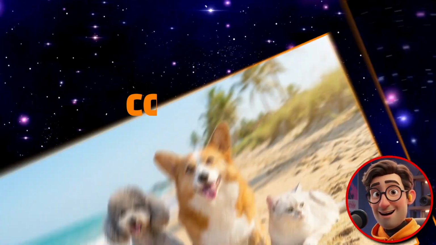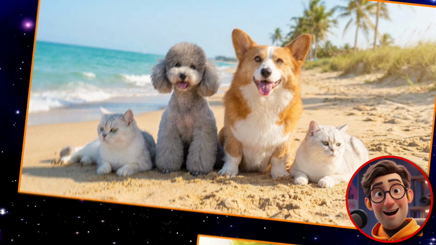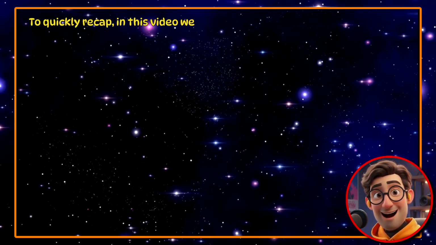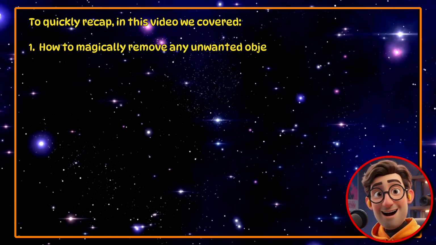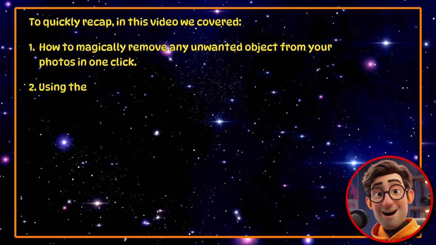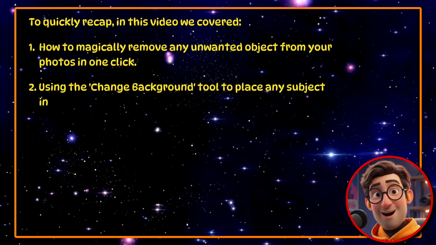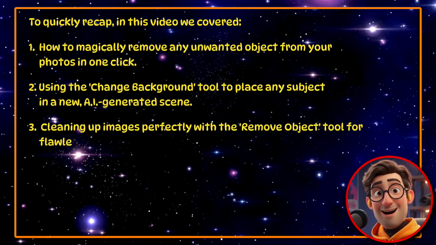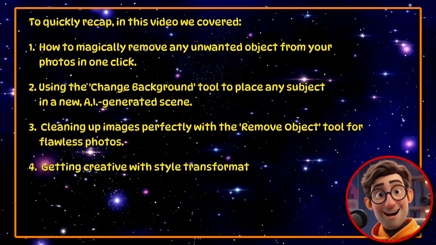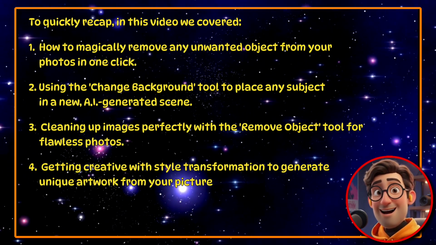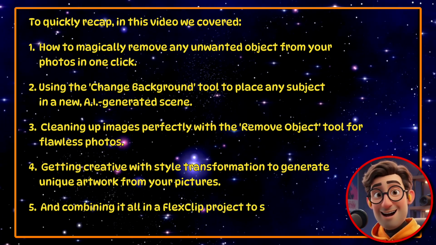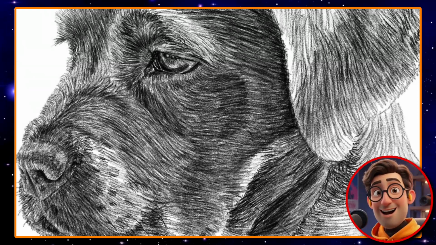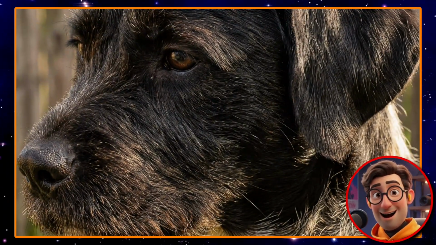Conclusion and recap. And that's a wrap. Just like that, you've learned how to become an AI photo editing wizard. To quickly recap, in this video we covered how to magically remove any unwanted object from your photos in one click, using the Change Background tool to place any subject in a new AI-generated scene, cleaning up images perfectly with the Remove Object tool for flawless photos, getting creative with style transformation to generate unique artwork from your pictures, and combining it all in a FlexClip project to start building your own AI-powered videos.